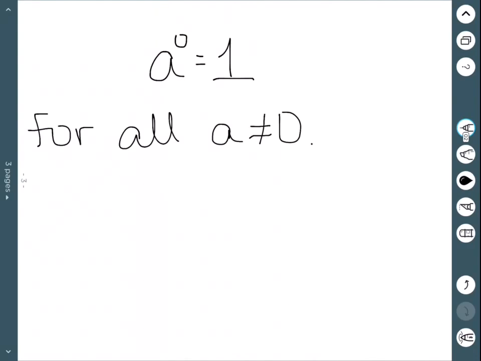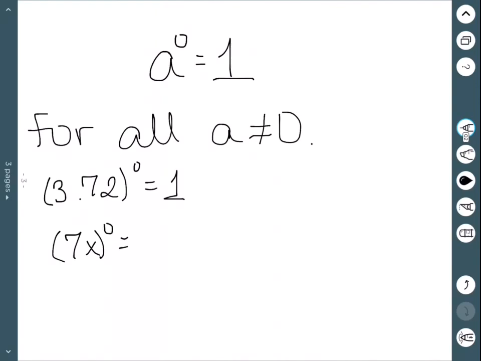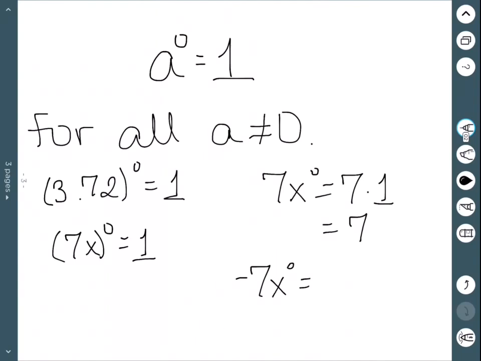As an example, if I do something like 3.72 to the 0th power, I get 1. If I have something like (7x) to the 0 power, I also get 1. On the other hand, if I do something without parentheses, we do the exponent first, so we have 7 times x to the 0 power, which is 7 times 1, which is 7. Similarly, if I stick a negative sign in front of here, this is negative 7 times x to the 0. So now we have negative 7.